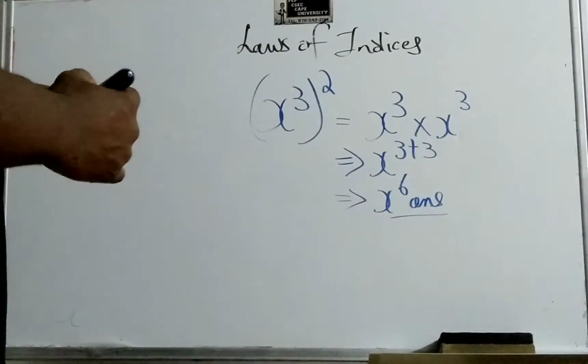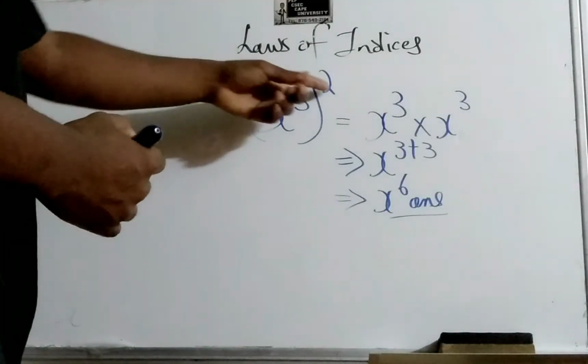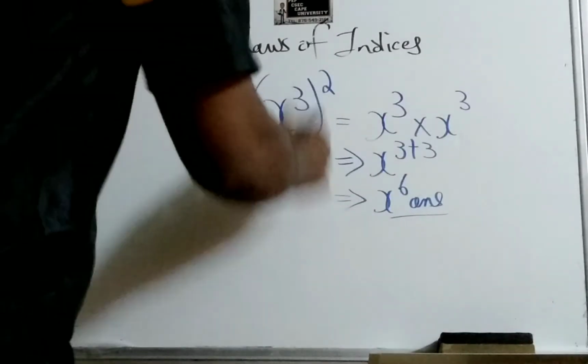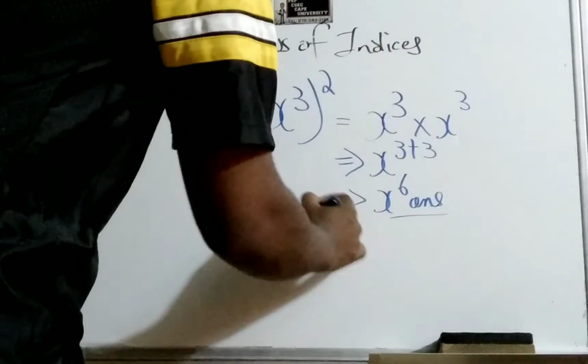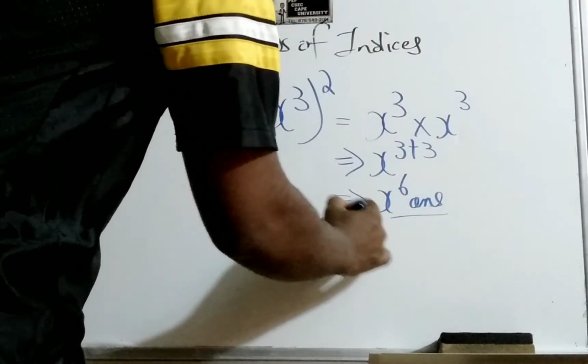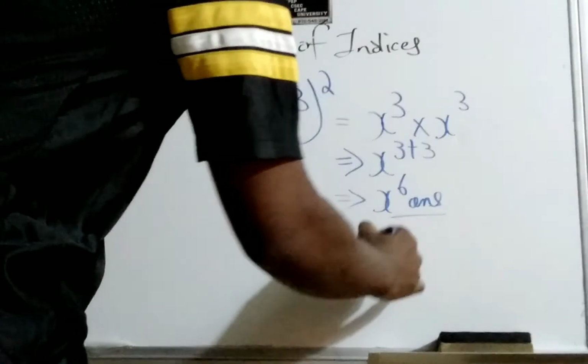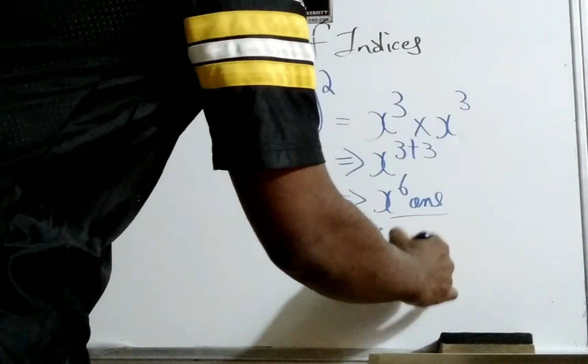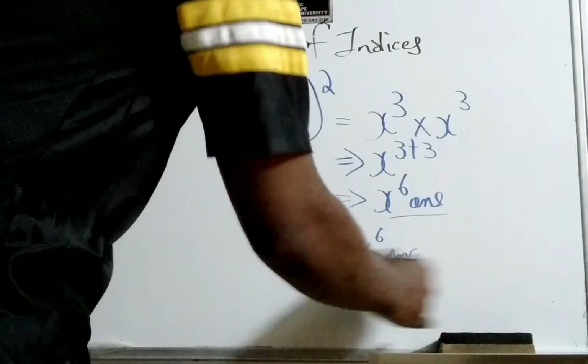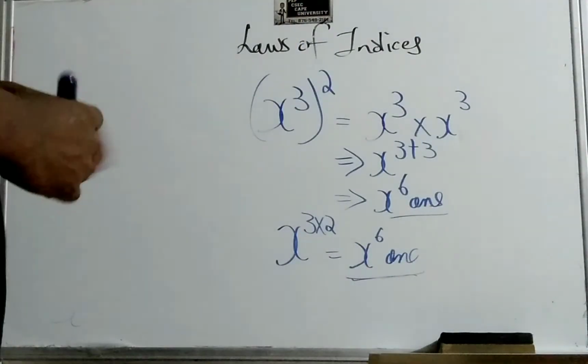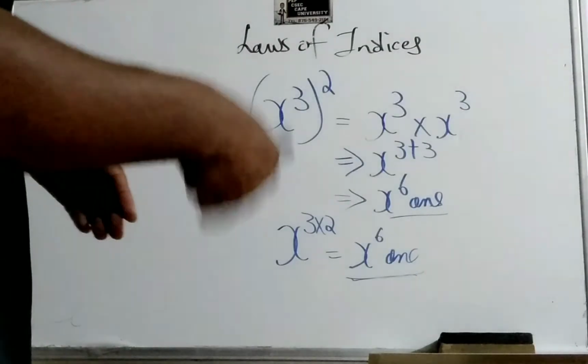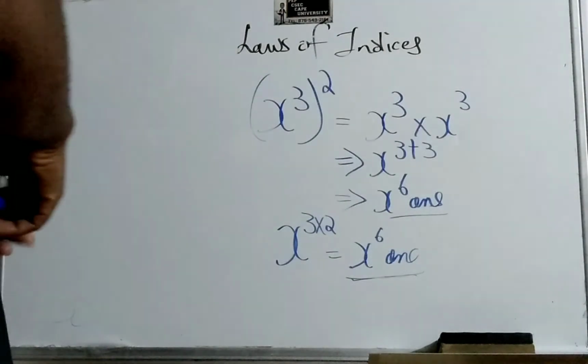Alternately, we could have done this. Because the bracket means to multiply, we could have just said x to the 3 times 2, which is equal to x to the 6th power. Because remember, multiplication is repeated addition. Alright guys?